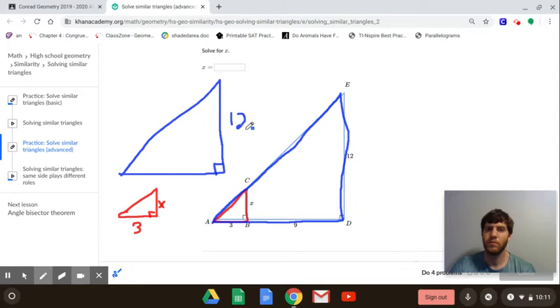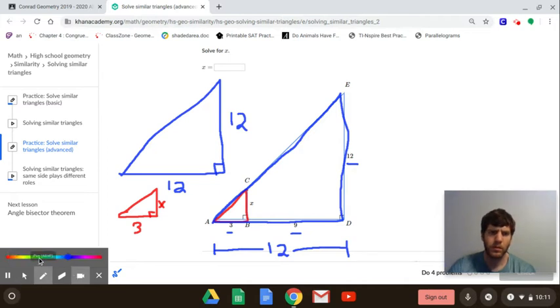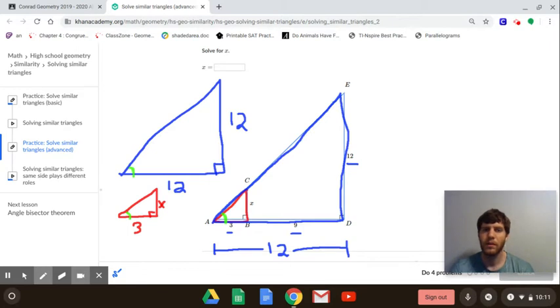The height is 12. Okay, this piece here is 3, and this is 9. So together, this whole thing is going to be 12. 3 plus 9 is 12, so the base here is 12. Okay. We know, let's do green, I guess. This angle A is in both triangles. So we know by the reflexive property that angle A is congruent to angle A. And we know that angle B and angle D are right angles, so they're going to be congruent. So we know that A matches up with A, B matches up with D, and then C matches up with E. Okay, and then now we can set up our ratios because these triangles are similar by angle-angle similarity.